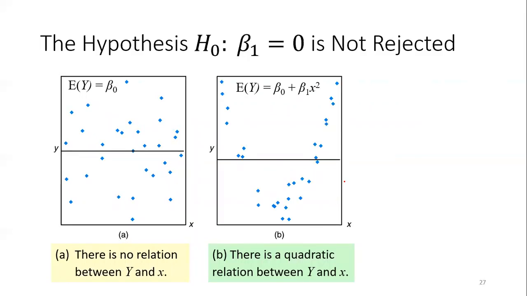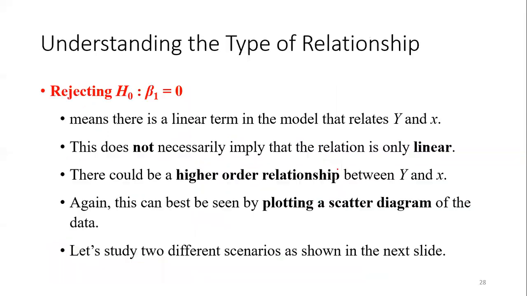In the second case, as you see, there is a clear relationship between x and y, but it's nonlinear. It's quadratic. Okay. So if you try to fit a line and find b1, b1 turns out to be 0, and you cannot reject the hypothesis which says beta 1 is equal to 0. So it doesn't mean that there is no relationship. It means that there is no linear relationship between y and x. Okay.